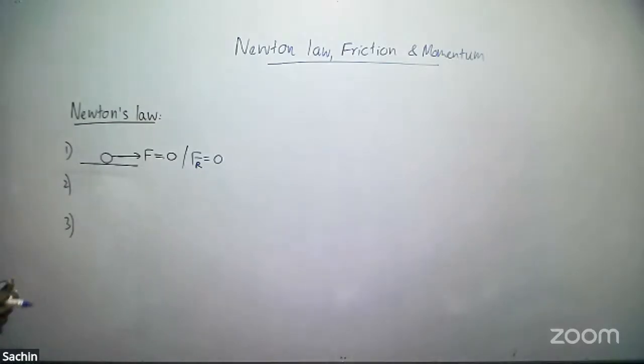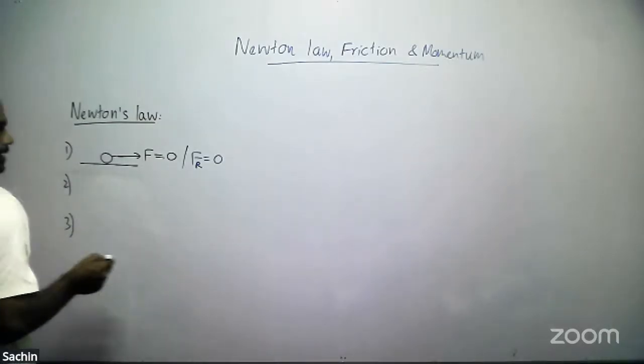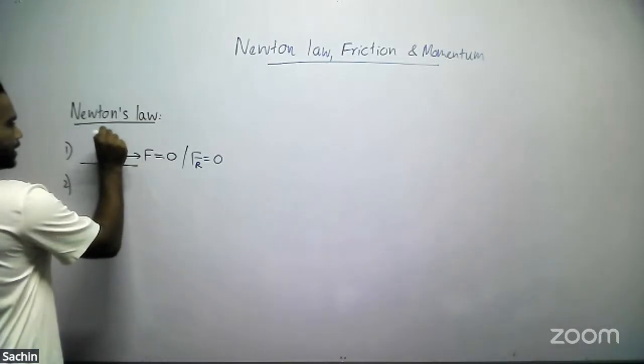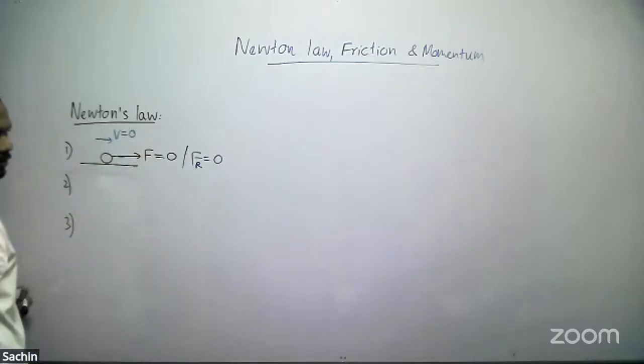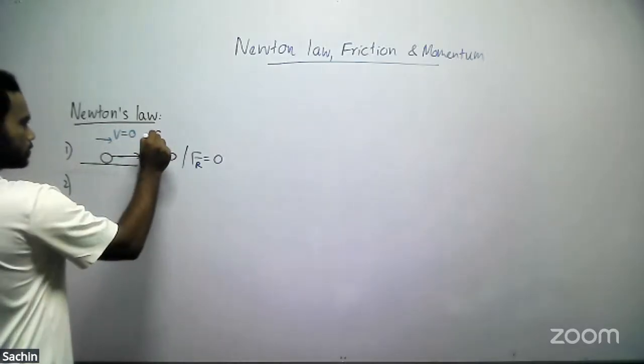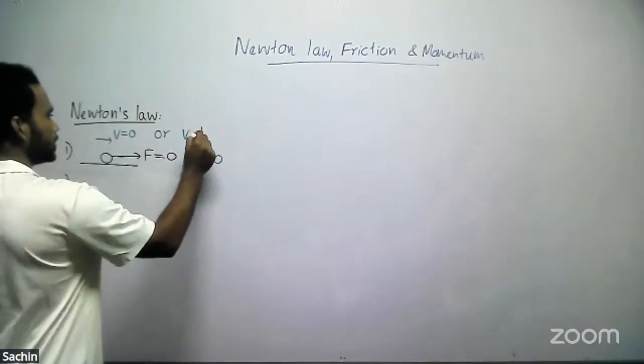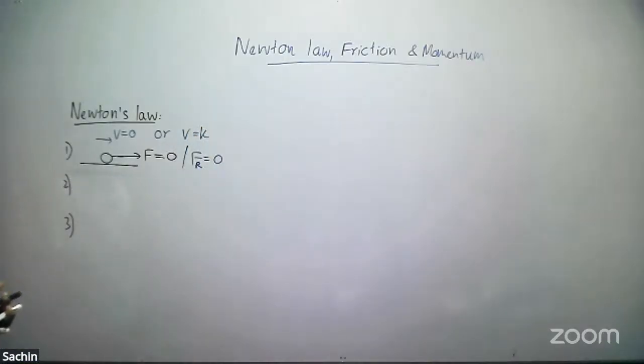Okay. So if the resultant force is zero, what he said is this object either should be at rest, that means the velocity should be zero, or it should move at a constant velocity.